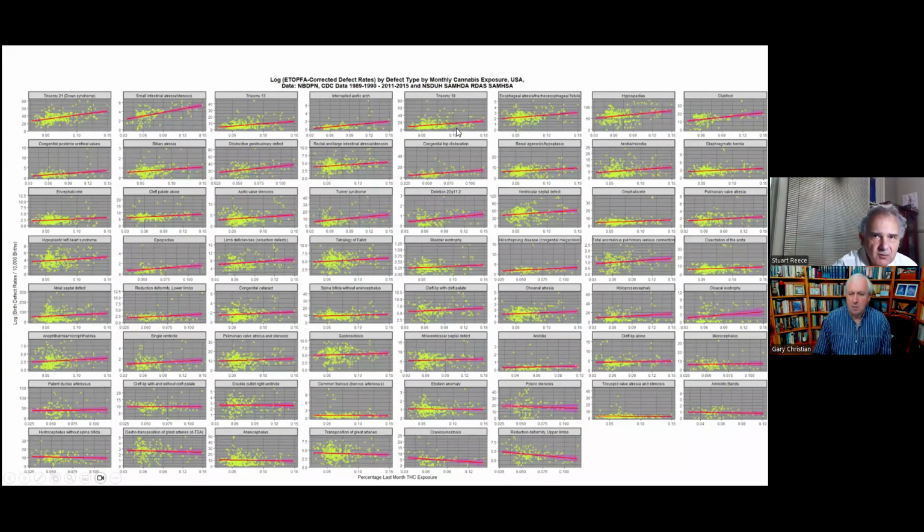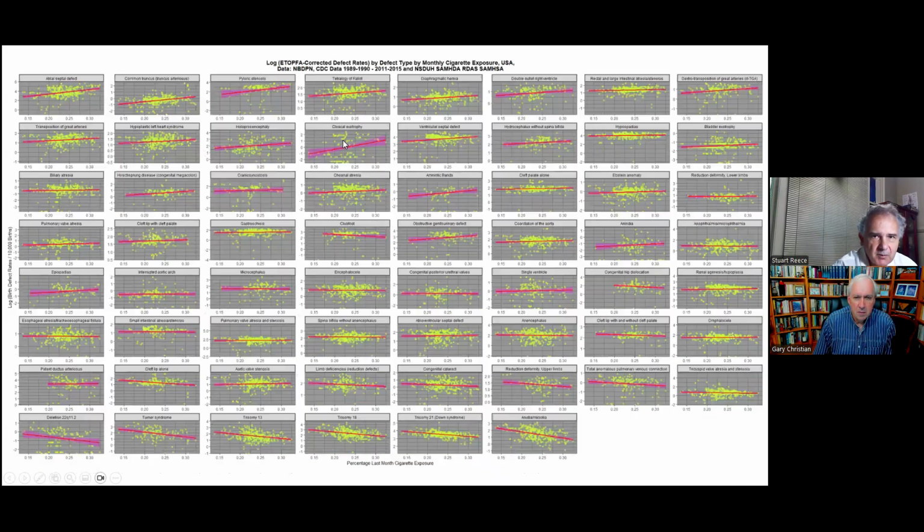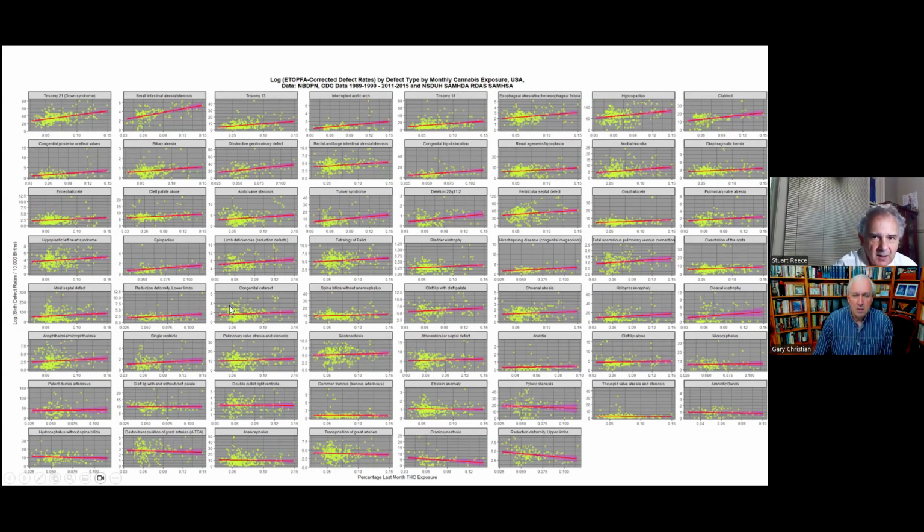Now, when it comes to the last month cannabis exposure, it's a different picture. There are so many more positive sloping lines and very few negative ones. Some are flat, but it's a different picture. There's a handful, about 2.5 rows, of positive slopes with tobacco, and there are about 5 rows of positive slopes with last month cannabis exposure from the US.